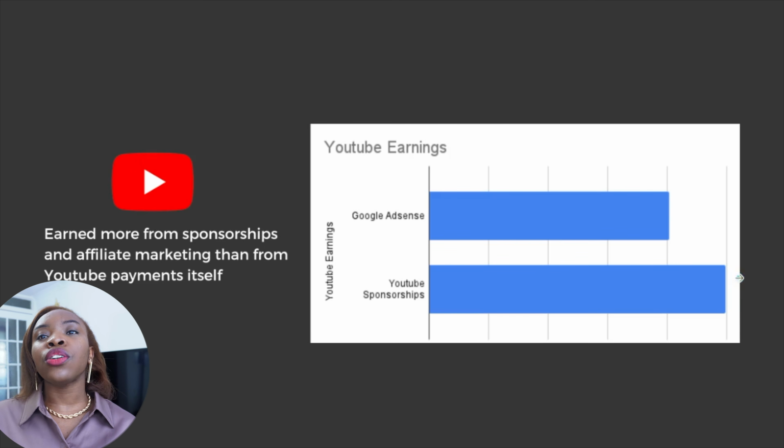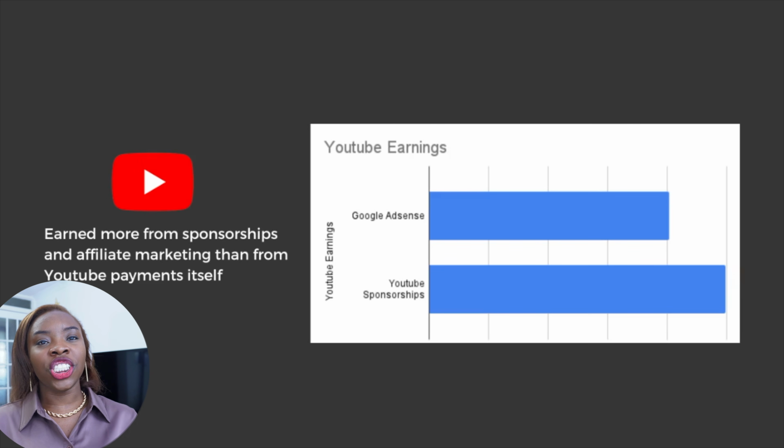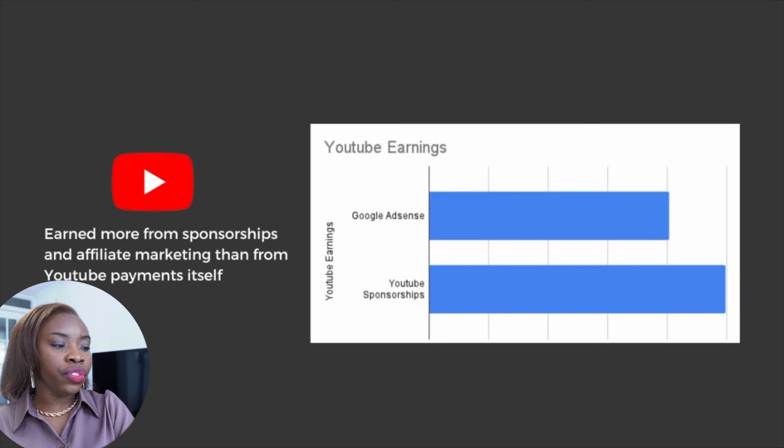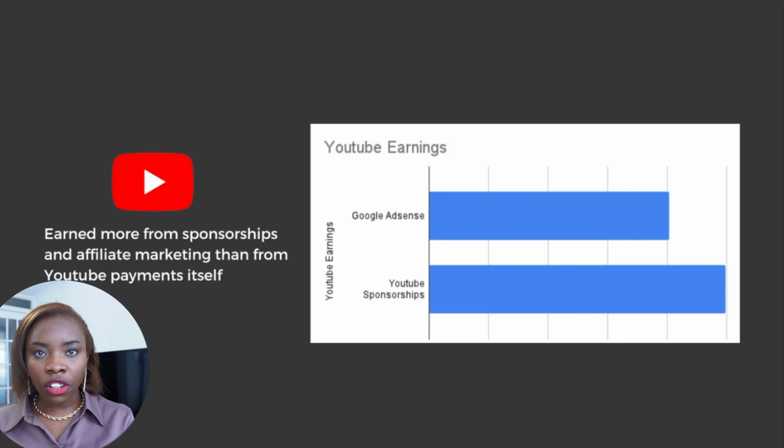Okay, so let's look at YouTube. I also earn money from YouTube, and obviously I don't want to share the exact amount I earned, but this gives you an overview. From Google AdSense, which is basically YouTube paying me, this is what I earned. And then I earned more from YouTube sponsorships, and these sponsorships have to do with affiliate marketing and ad placements on my channel. I earned more from that, which is actually normal for every YouTuber. Ideally, you should be earning more from sponsorships than from YouTube itself.